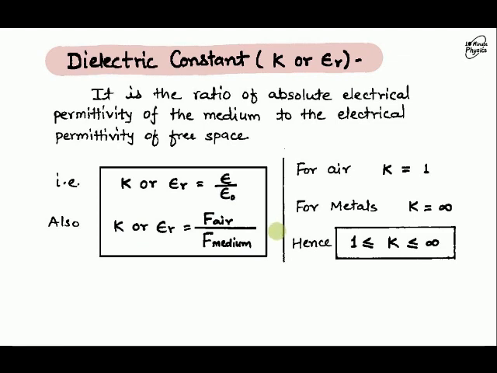It is also written as the electric force in air divided by the electric force in the medium. The dielectric constant is also defined as the ratio of the electric force in air medium to the other medium. Now for air medium, the dielectric constant value is always 1, remember this, and for metals the dielectric constant K value is infinity. Hence we can write that the dielectric constant will be greater than 1 and lesser than infinity.